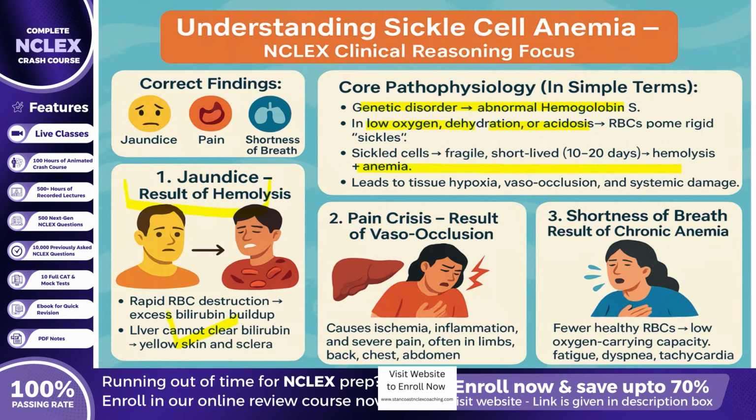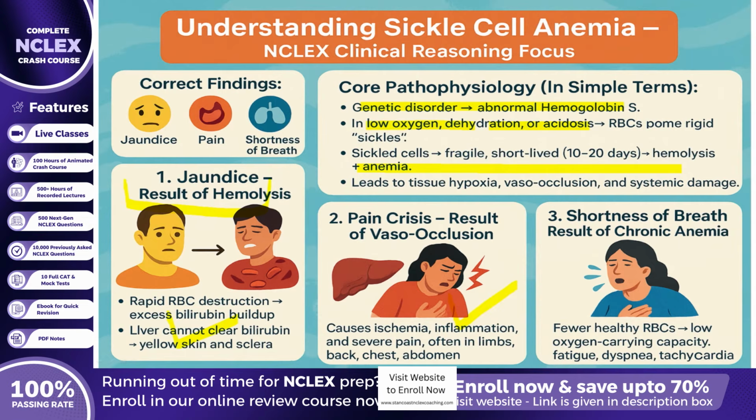Moving forward to Option 5, pain, which is one of the hallmark features of this condition. The abnormal sickle-shaped cells tend to clump together, causing blockages in small blood vessels. This obstruction, called vaso-occlusion, prevents oxygenated blood from reaching vital tissues, resulting in ischemia, inflammation, and excruciating pain crises. These painful episodes can occur anywhere in the body, most often in the limbs, back, chest, and abdomen. Pain intensity may range from mild to severe, and repeated crises over time contribute to chronic tissue damage.